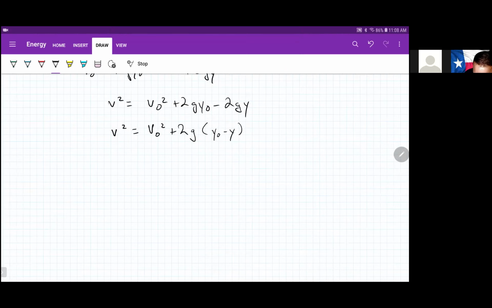So I'm going to go ahead and substitute in my values. I'm solving for v squared, so it's going to be v squared equal to 0 plus 2 times 9.81 times y naught, which was 8 meters, and y was 2 meters.